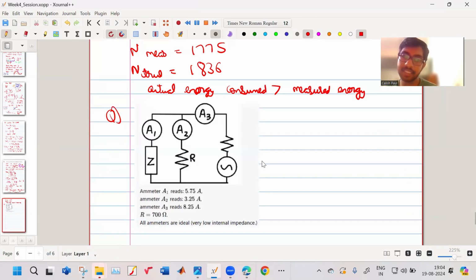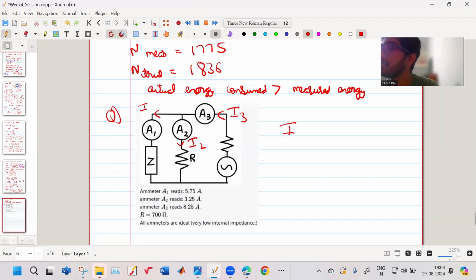So we have such a thing. There is a circuit which is shown over here. Ammeter A1 reads 5.75 ampere. So this is current I1, this is current I2, and this is current I3. I1 measures to be equal to 5.75 ampere. I2 comes out to be 3.25 ampere. I3 comes out to be 8.25 ampere.